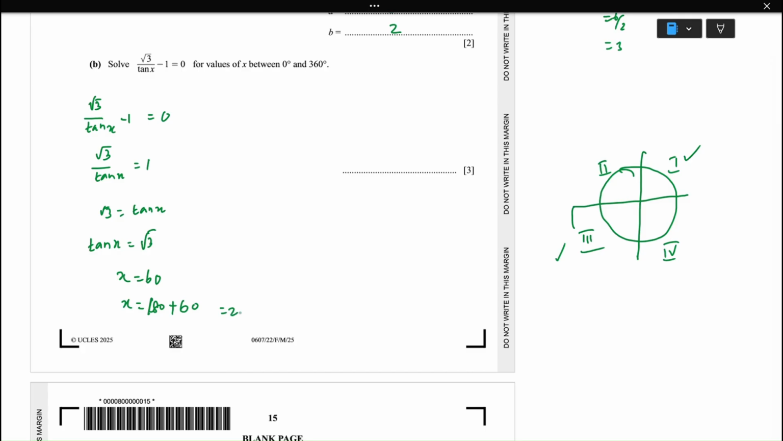So x is going to be 180 plus 60, which is going to be 240. So the final answer, because in one full cycle, 0 to 360, we are getting root 3 two times, x equal to 60 degrees and x equal to 240 degrees. That's the answer.